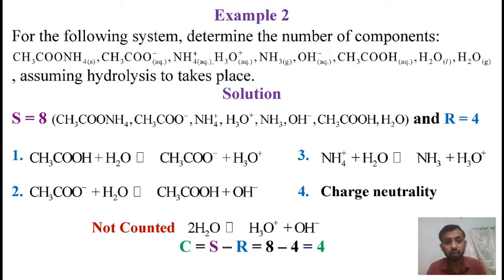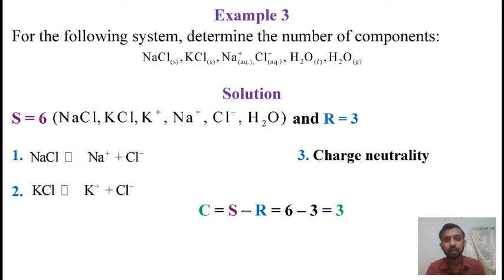But friends, here the question arises, why did we not count the expression twice, H2O is in equilibrium with H3O positive ion and hydroxide ion? Because if we add expression 1 and expression 2, we obtain the same expression. Therefore, separately we did not count that expression. Now here S is equal to 8, R is equal to 4, therefore C is equal to 4.